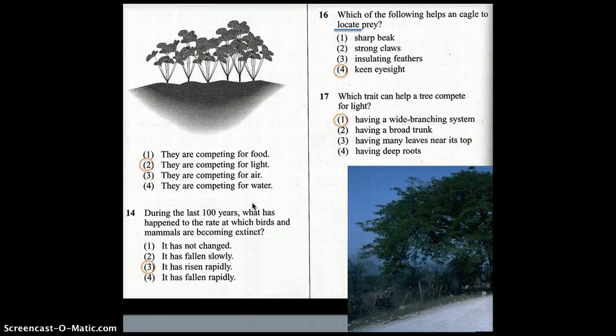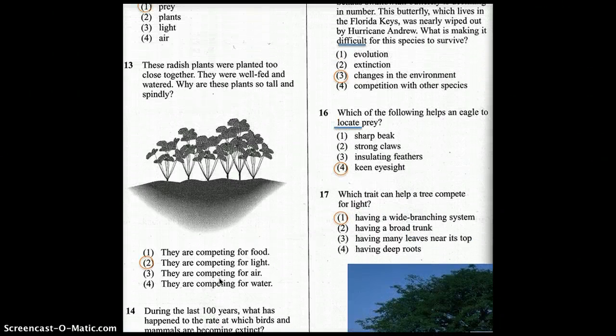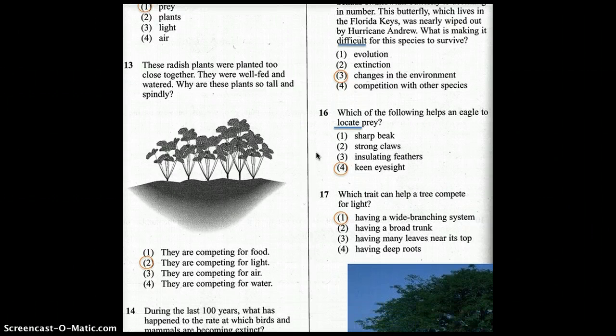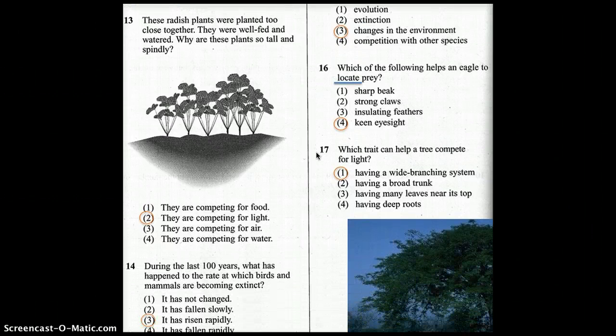14. During the last 100 years, what has happened to the rate at which birds and mammals become extinct? We know that from our last questions. It has risen rapidly, has increased. 15. As the result of habitat destruction and the use of poisons to kill other insects, the swallowtail butterfly is declining in number. This butterfly, which lives in the Florida Keys, was nearly wiped out by Hurricane Andrew. What is making it difficult for this species to survive? And we can say changes in environment.